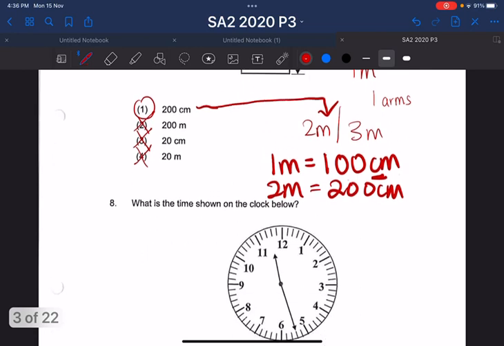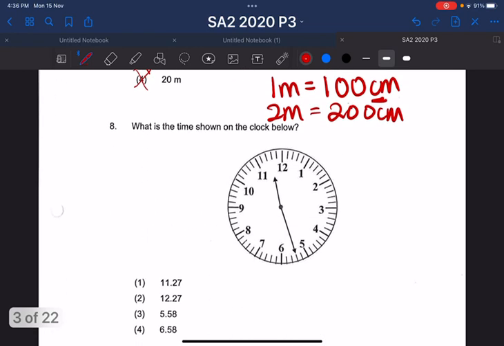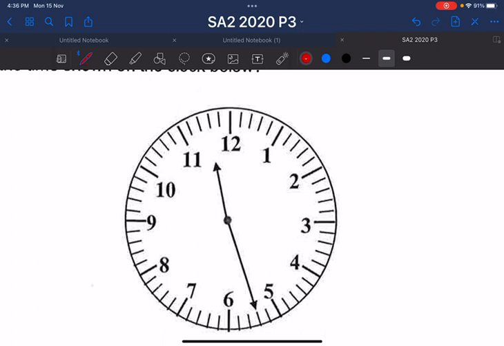We will go on to question number 8. Now question number 8 was very well done. All of you are very good at reading the time. Okay? Now the shorthand, we're going to focus on the shorthand first. I'm going to color it. The shorthand is the hour hand. Am I right? So the hour hand is between 11 and 12.